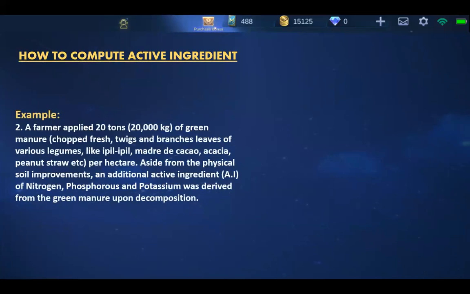Okay, next example number 2. A farmer applied 20 tons or 20,000 kilogram of green manure from chopped fresh twigs, branches, and leaves of various legumes like ipil-ipil, madre de cacao, acacia, peanut straw, etc. per hectare. Aside from the physical soil improvements, an additional active ingredients or AI of nitrogen, phosphorus, and potassium was derived from the green manure upon decomposition.